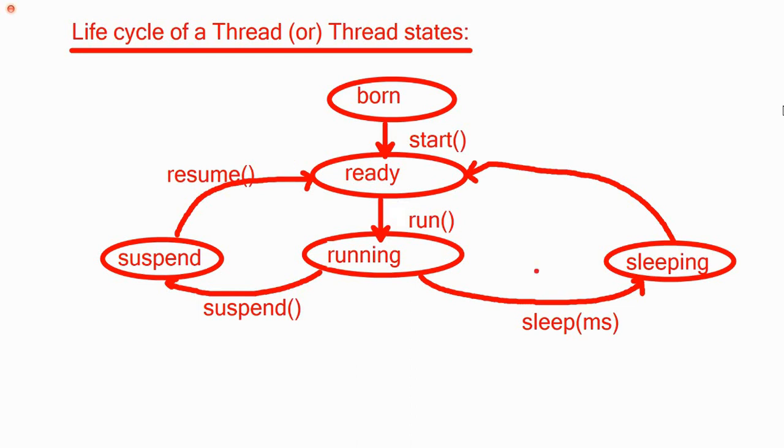See, what's the difference between here and here? Here it is based on time. If you want 5 minutes, you write 5 into 60 into 1000. Then for 5 minutes it sleeps, and after 5 minutes it automatically wakes up and runs again. But if you call suspend, unless you call the resume method, it will not start. So it is not based on time. Once the resume method is called, then it will start.